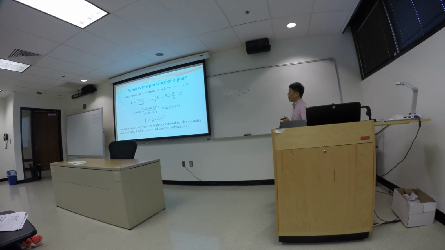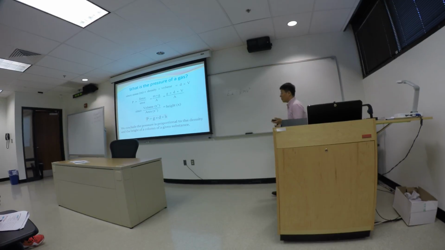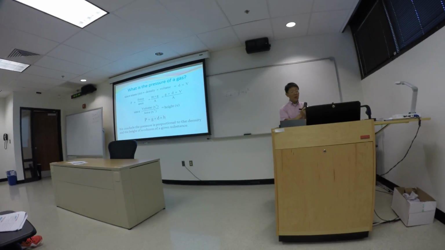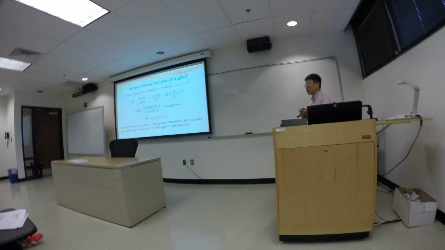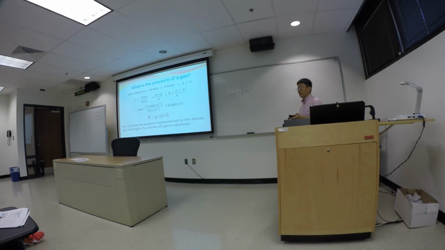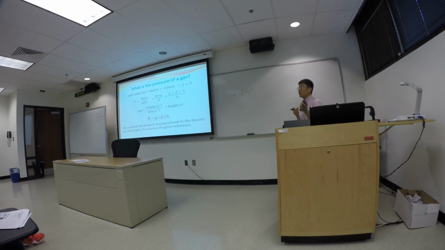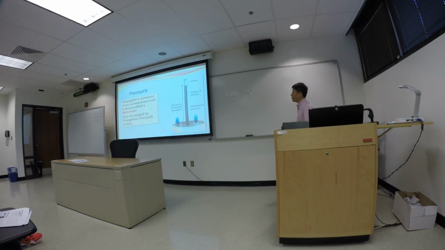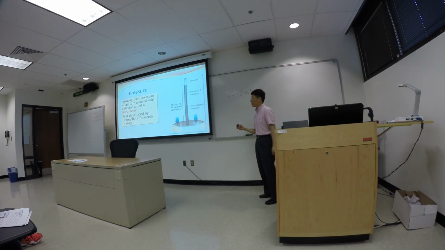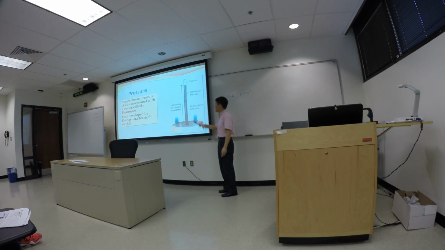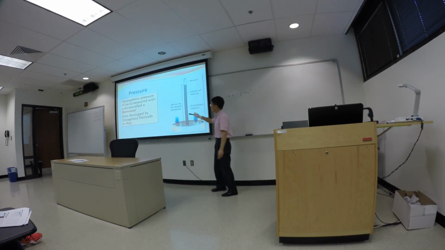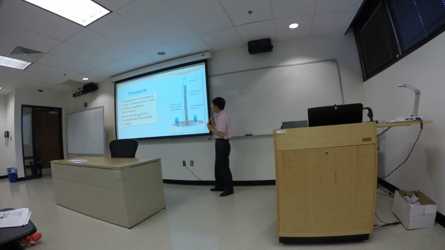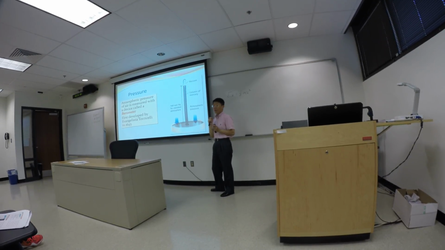So the question here is that in the old-fashioned barometer, we always use mercury. Why don't you use something cheaper, non-toxic, like water? When we measure pressure, one of the units that we use is millimeters of mercury, the height of the mercury column.